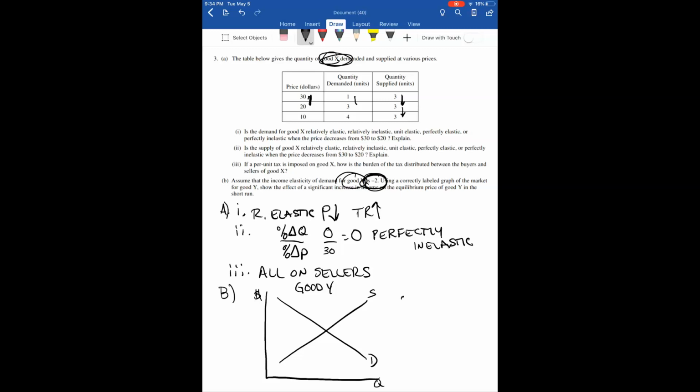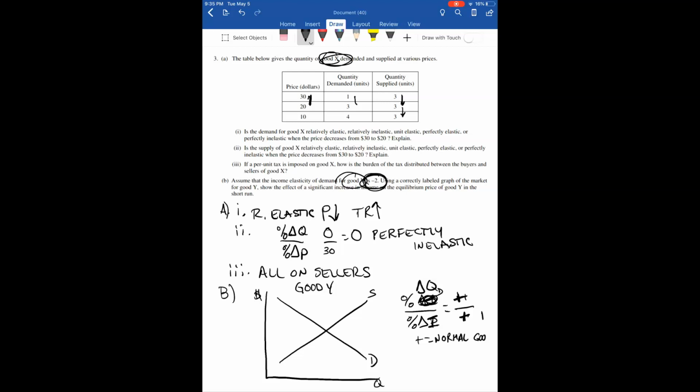Income elasticity is the percentage change in quantity demanded over the percentage change in income. I'm sorry, I first said it wrong. So if my income goes up, I'm going to demand more of a good. Positive over positive is a positive, and a positive equals a normal good.